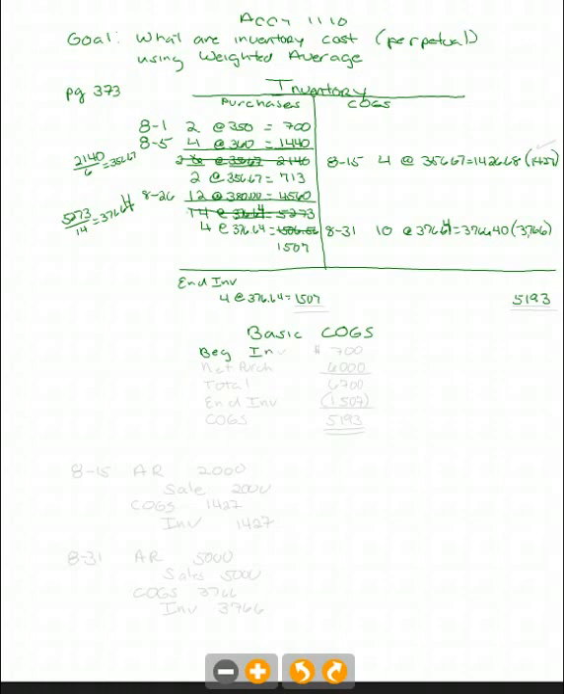So that gives you an idea of how you can see the costs flowing through the inventory account using the perpetual system, doing it as you go along, what it ends up being for cost of goods sold, and ending inventory.